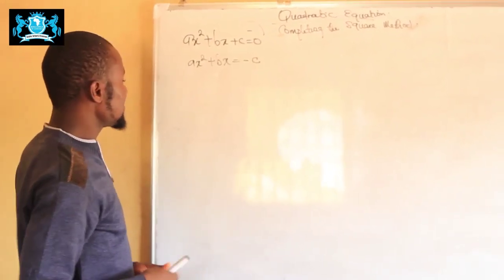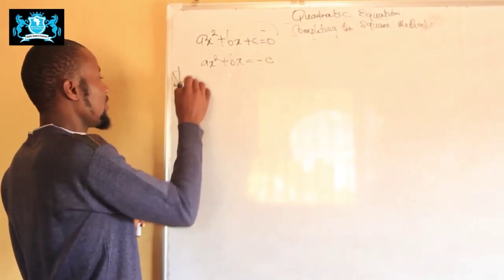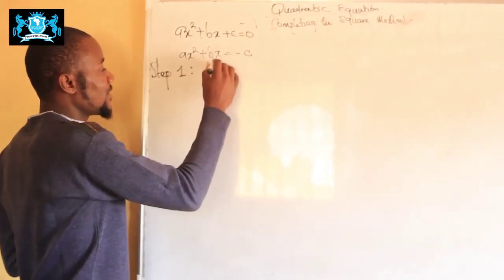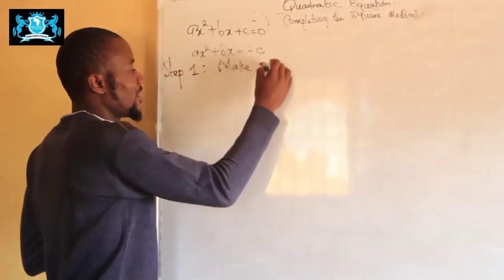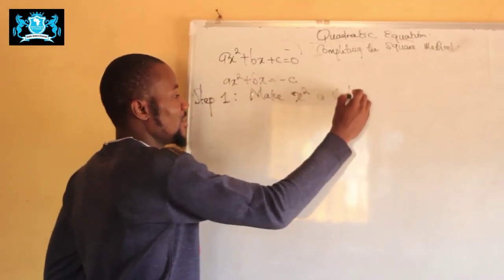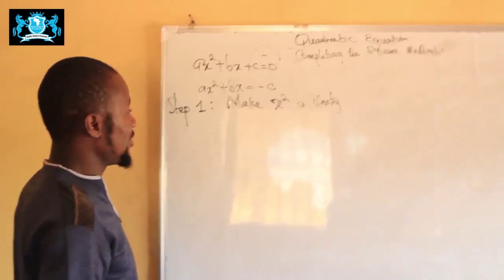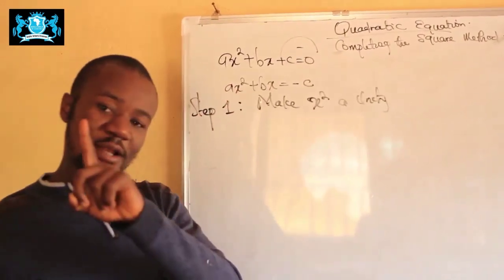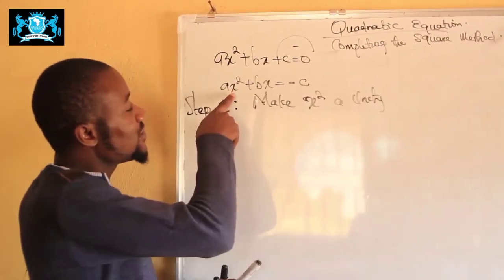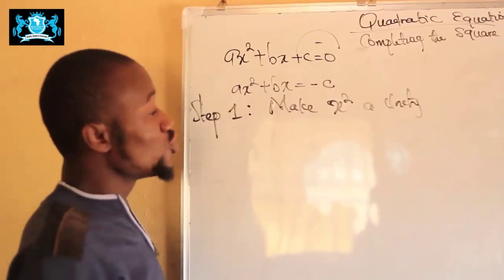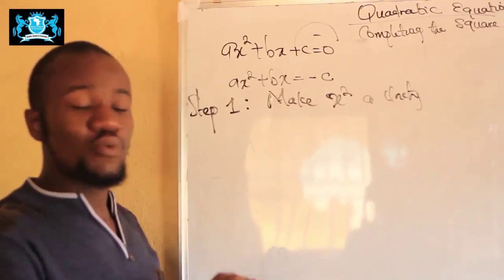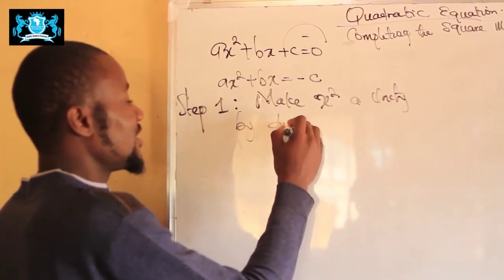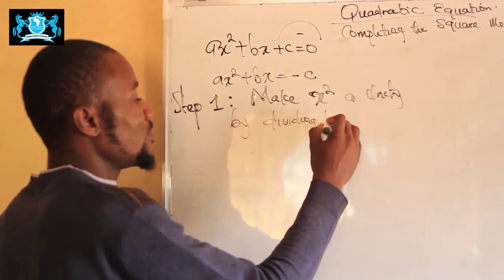Now, the first basic step is to divide, or make x squared a unity. Make x squared a unity. What does it mean to make x squared a unity? Make the coefficient of x squared to be 1. The coefficient of x squared here is a. So how do you make it a unity? By dividing both sides by a.